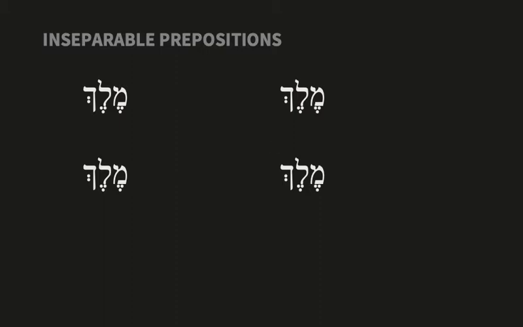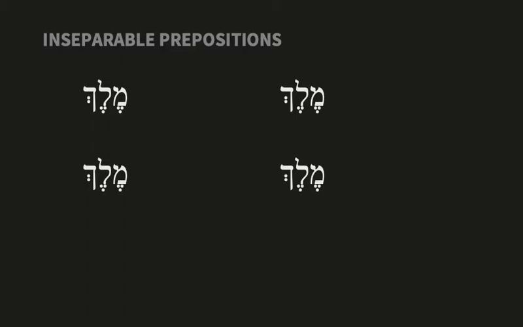A preposition is a word that defines the relationship between two other words, and most often it's describing a spatial relationship, where something is in relationship to another one. In Hebrew, prepositions can be separate words, just like in English, so that's just vocabulary words: to, behind, above, below, words such as that.